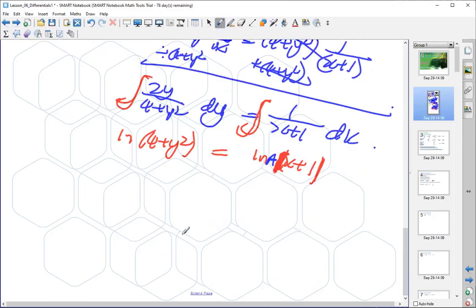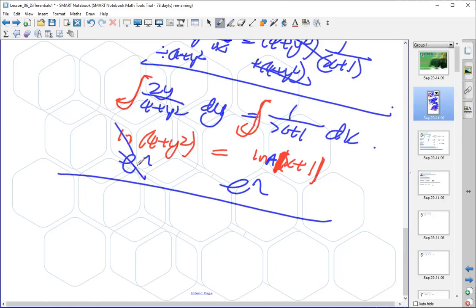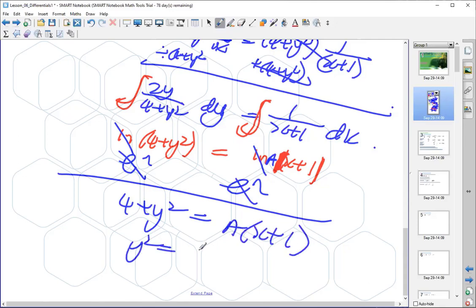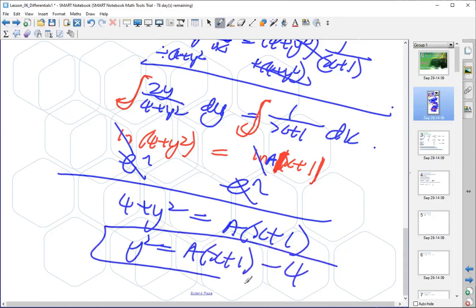And then now I'm just going to do e to the power of this side and e to the power of this side. And so that's going to give me 4 plus y squared equals a brackets x plus 1. And then y squared equals a brackets x plus 1 minus 4. I'm not going to try and make y the subject because it's going to look ugly if I do that. You have a plus or minus square root. We won't like that very much. So that's a first order separable differential equation.